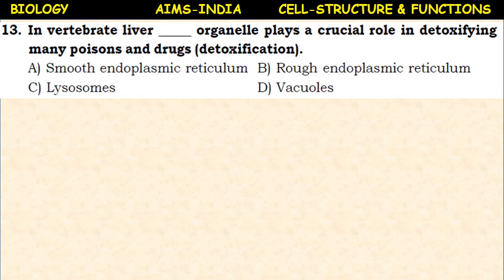Next, in vertebrate liver, which organelle plays a crucial role in detoxifying many poisons and drugs? What is that process called? Detoxification. The detoxification is done by smooth endoplasmic reticulum. Smooth endoplasmic reticulum present in the liver detoxifies. What is the meaning of detoxification? Conversion of a highly poisonous substance into a less poisonous substance. So it is one of the important functions of liver. It is carried out by smooth endoplasmic reticulum.